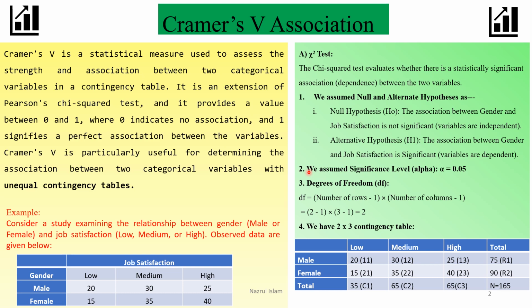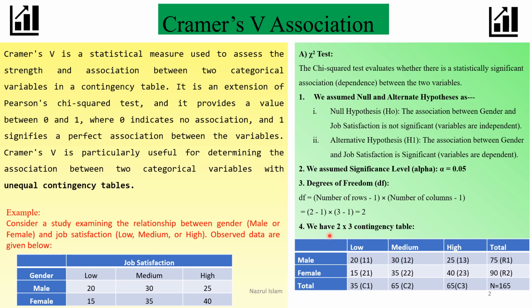Step 2, we assume the significance level, that is alpha, as 0.05. Step 3, degrees of freedom in the chi-square test is number of rows minus 1 multiplied by number of columns minus 1, that is 2 minus 1 multiplied by 3 minus 1, equal to 2.